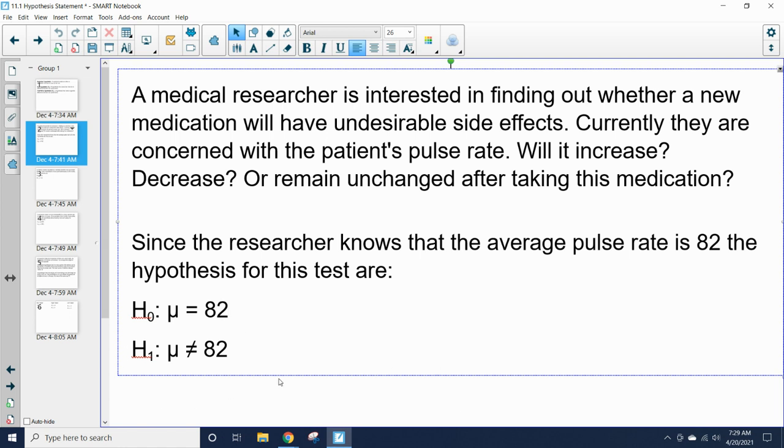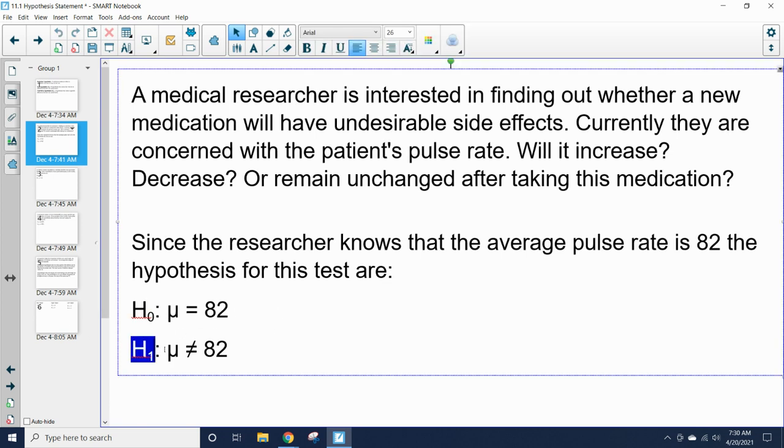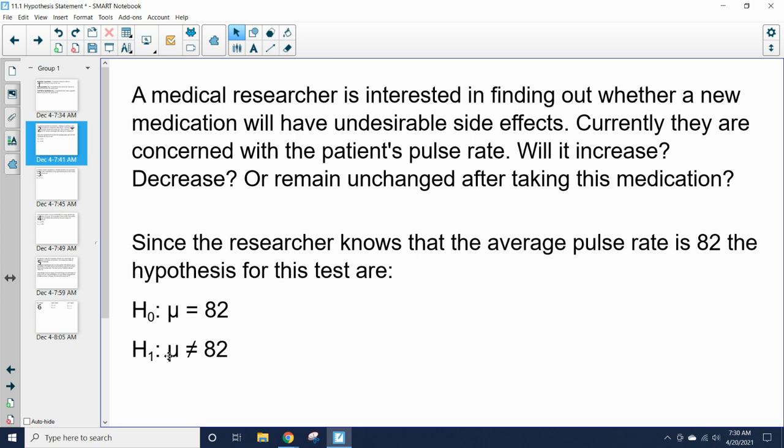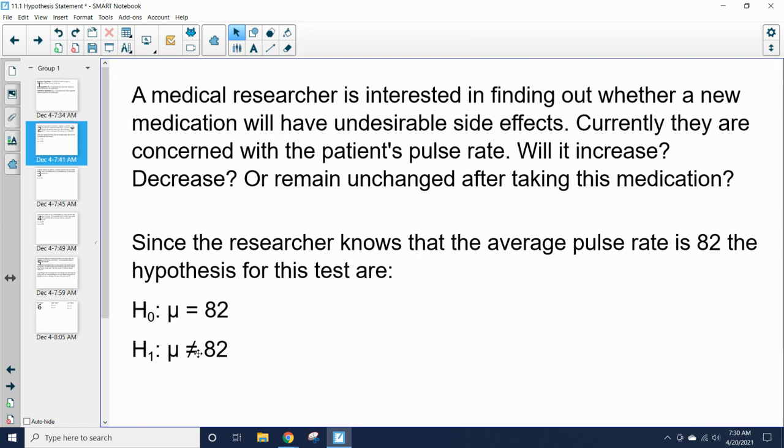Now for our alternative hypothesis, it is always going to be different from the current mean, the null hypothesis. For the alternative hypothesis, H sub 1, we don't know if it's supposed to be greater than. We don't know if it's going to decrease the pulse rate, increase the pulse rate, or somehow leave it unchanged. All we're assuming is that this medication is going to have some sort of effect on the pulse rate. So the alternative hypothesis is that the average pulse rate will no longer stay 82 after taking this medication.